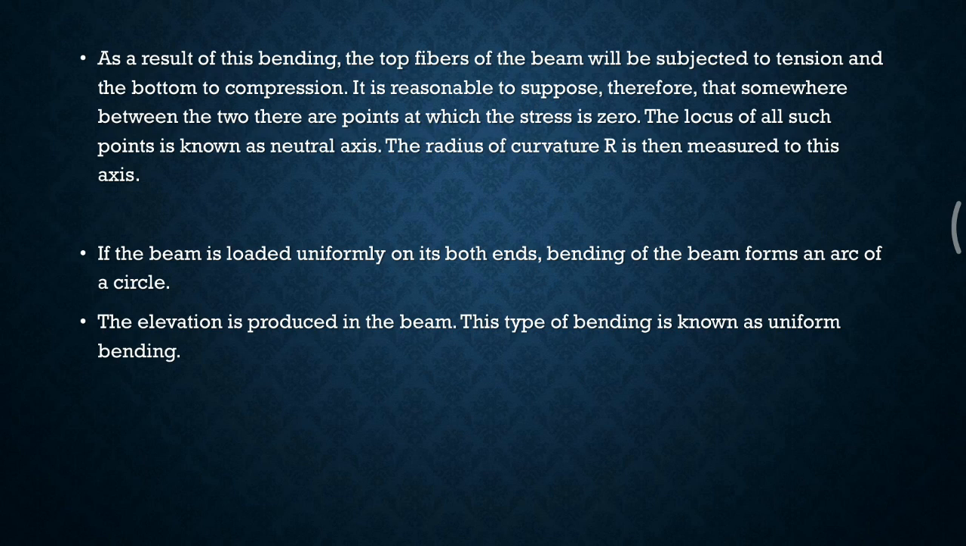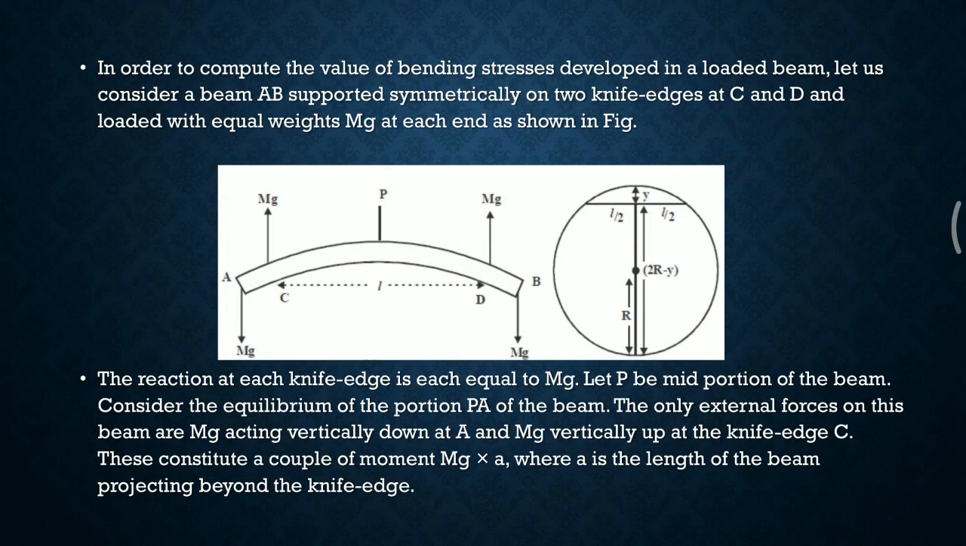If the beam is loaded uniformly on both the ends, bending of the beam forms an arc of a circle. If the elevation is produced in the beam, then this type of bending is known as uniform bending. In order to compute the value of bending stresses developed in a loaded beam, let us consider a beam AB, which is represented as shown in figure, supported symmetrically on two knife edges at the points C and D, and loaded with equal weights mg at each end.